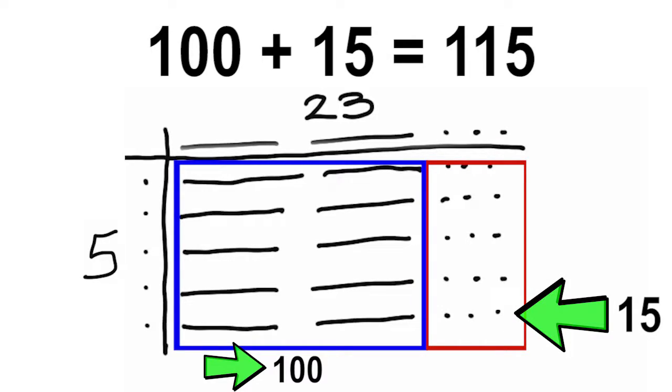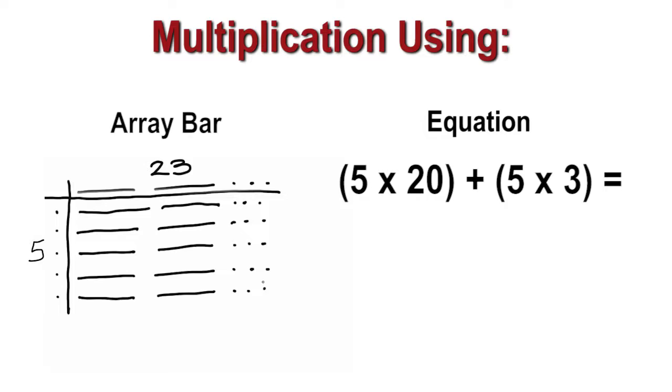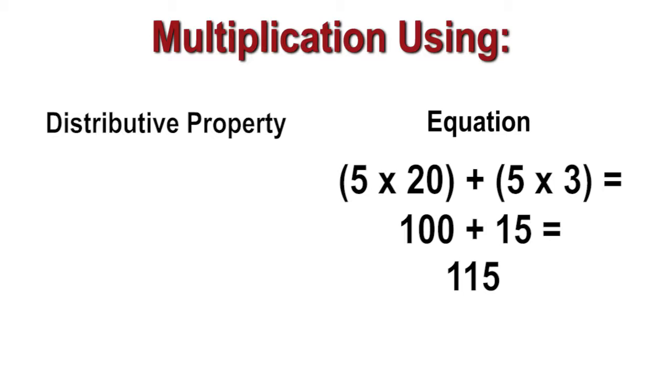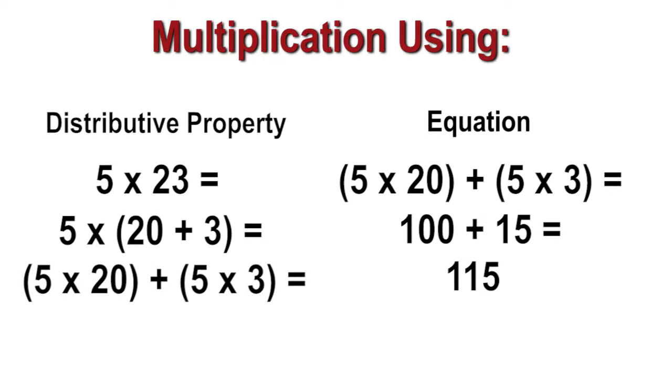Can you think of a way to determine how many tens there are without drawing or counting them? What equation could be used to determine the total for the tens and ones? How about multiplying 5 times 20 and 5 times 3, or 100 plus 15, which is 115? To show how this relates to the distributive property, 5 times 23 is equal to 5 times (20 plus 3), which equals 5 times 20 plus 5 times 3, which equals 100 plus 15, totaling 115.